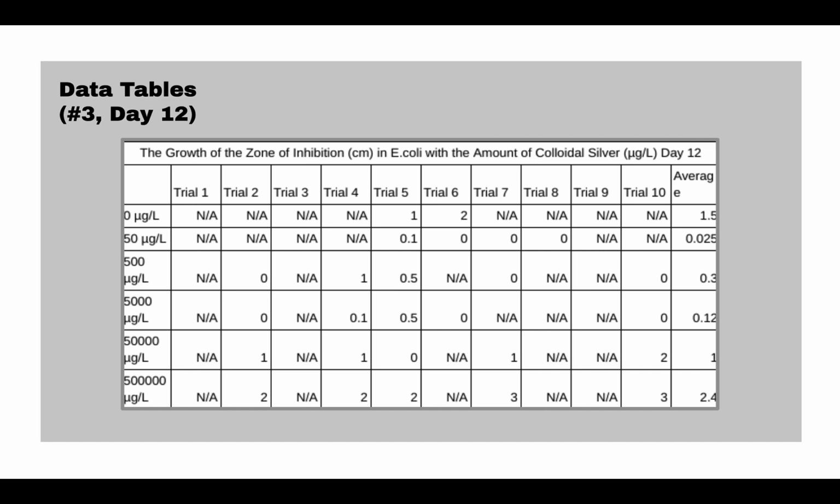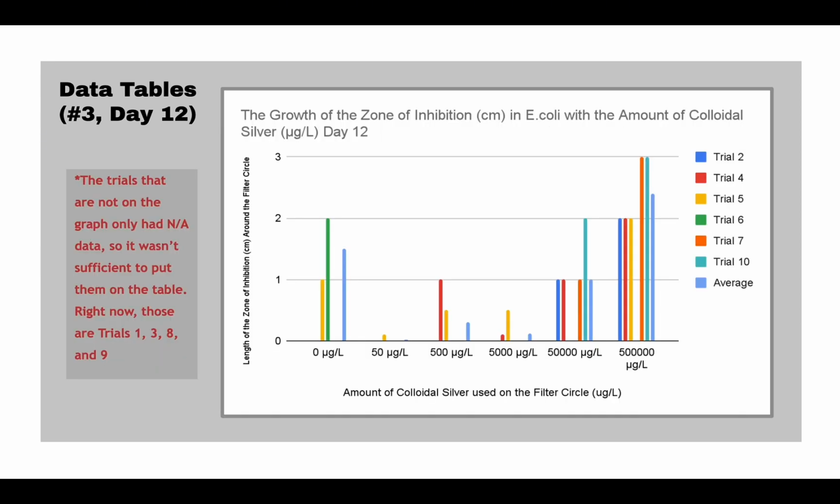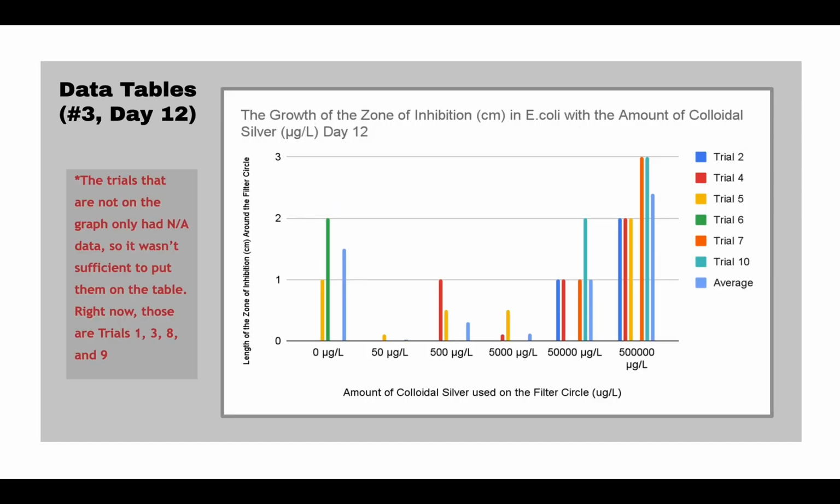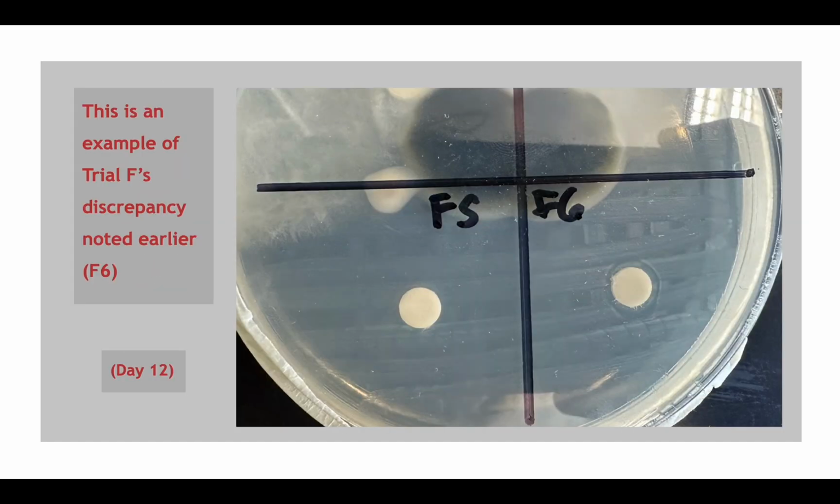Here was data table number 3, day 12. The trials that are not on this graph only had Na data, so it wasn't sufficient to put them on the table. Right now, those trials are 1, 3, 8, and 9, as noted if you want to look at it here. Also, like I said earlier, this is an example of trial F's discrepancy. Look at F6. It was for day 12.